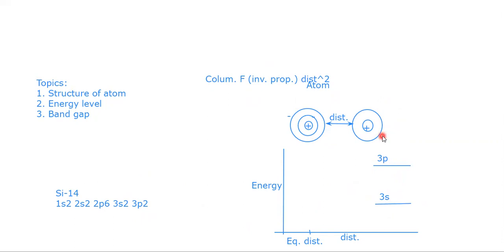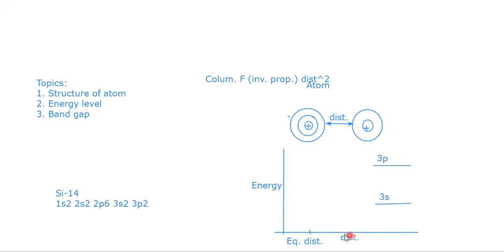But what happens when many atoms come closer? When many atoms come closer, that means the distance is going to decrease. I have written the x-axis as distance and the y-axis as energy, and the energy levels are mentioned, 3s and 3p. Now when two atoms come closer and closer, at a certain point their energy levels, 3s and 3p, are going to split. I will explain what that is. The distance is the distance between two atoms in a crystal, so when you decrease it, you're moving towards the origin.